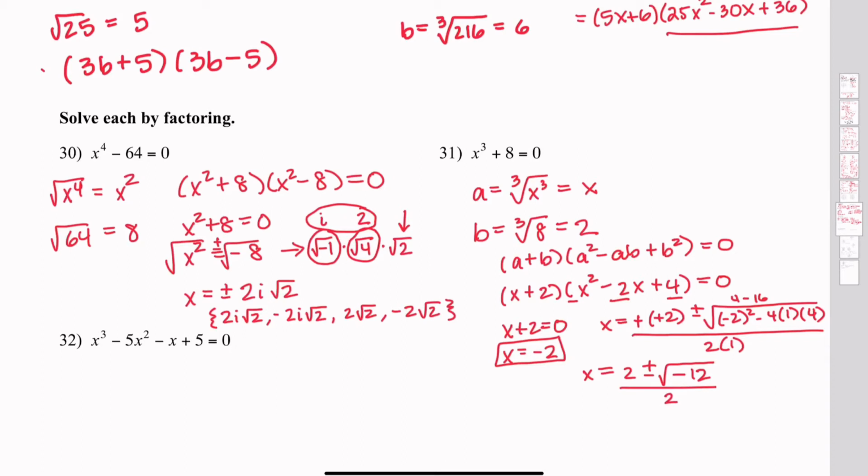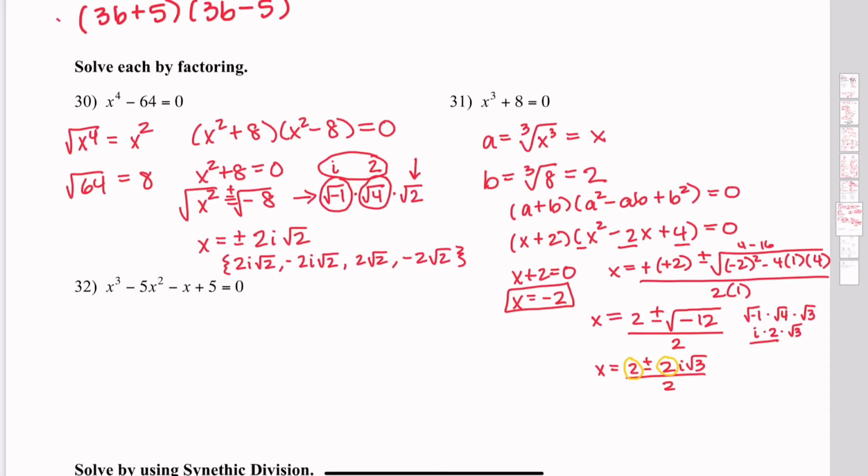Think of negative 12 as the square root of negative 1 times the square root of positive 4 times the square root of 3. The square root of negative 1 is just i. The square root of 4 is 2. And the square root of 3, we can't change it. So further simplifying, we get 2 plus or minus 2i times root 3 all over 2. These 3 2's have a common factor of 2, so we're going to divide each term by 2, leaving us with 1 plus or minus i root 3.